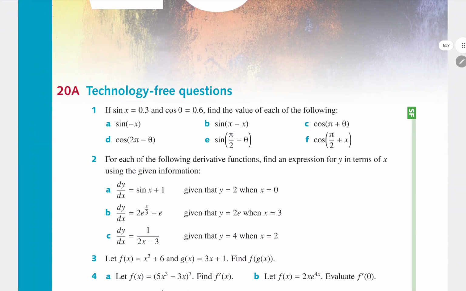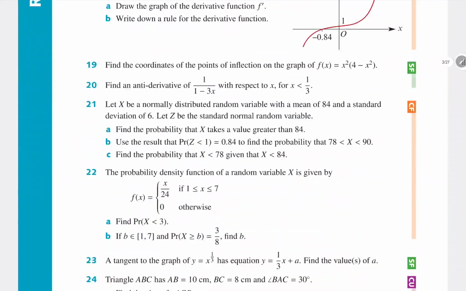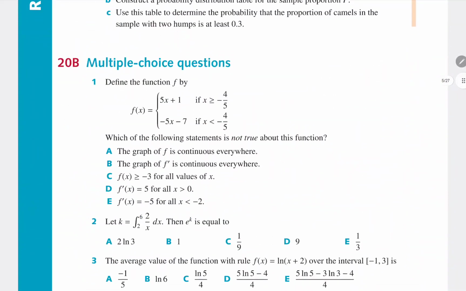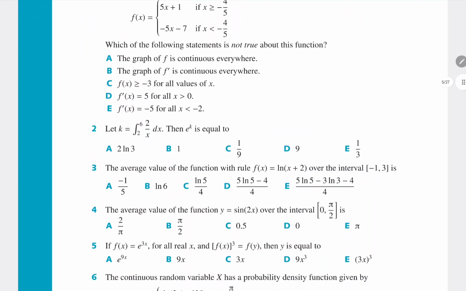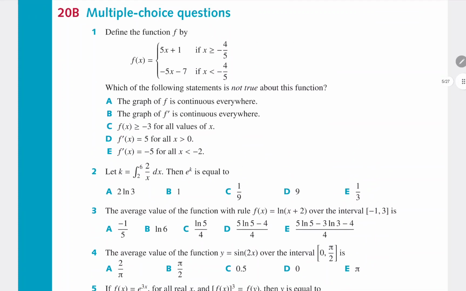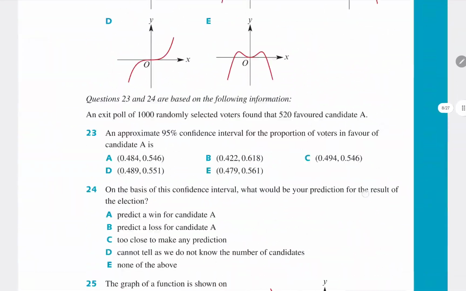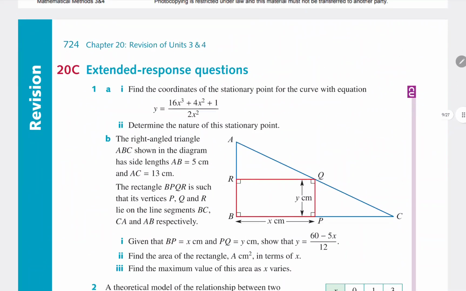But 20A is technology free again, similarly. Now 20B, this one here, the multiple choice, this time you guys have to do the multiple choice questions. By hook or by crook, if you can't do it at home, I'll just have to get you guys to do it here. We'll see. But you need to try out these multiple choice. Was there multiple choice in the exam on unit 4? Okay, external only. All right, so that's multiple choice, and then the next section would be extended response.